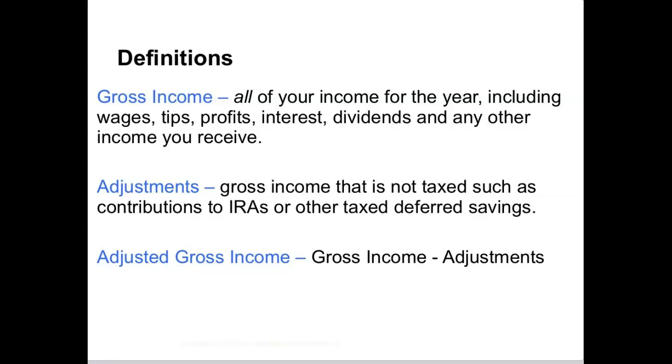So if you make a contribution to a retirement account, that's what an IRA is, remember. Make a contribution to a retirement account, you get to take that out of your gross income. And there are some other tax deferred savings that maybe you can subtract out of your gross income. And so adjusted gross income is just that. You take your gross income and you subtract out your adjustments.